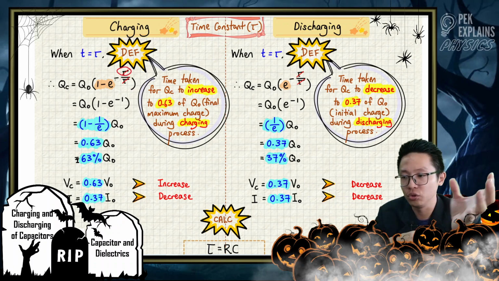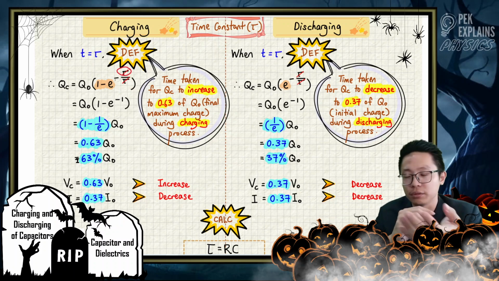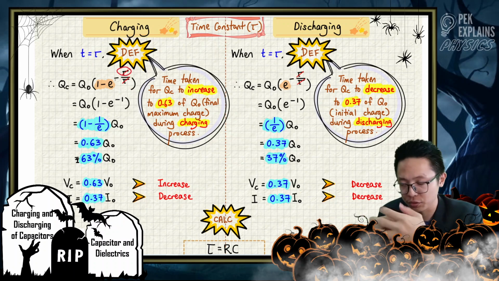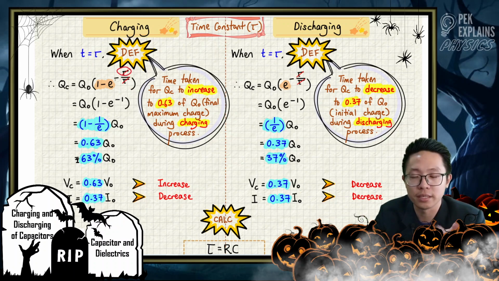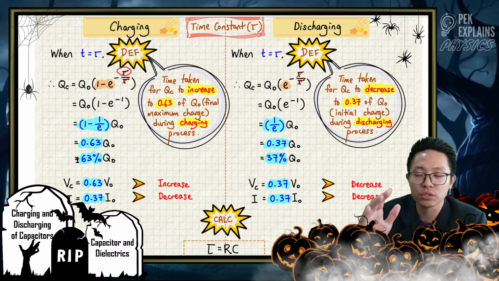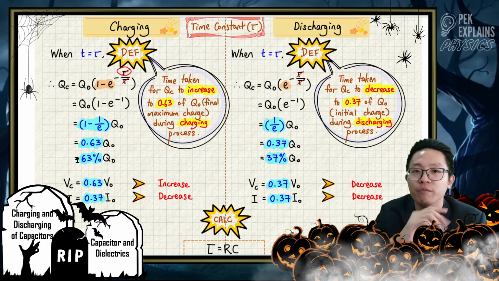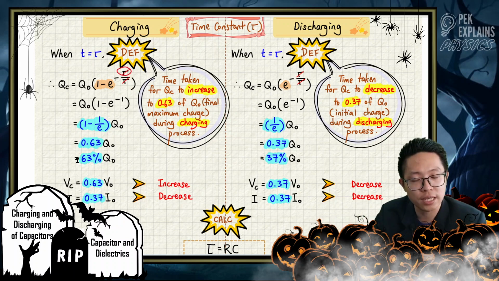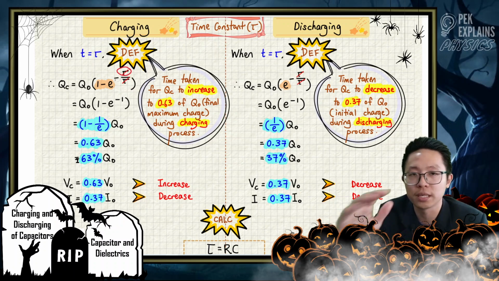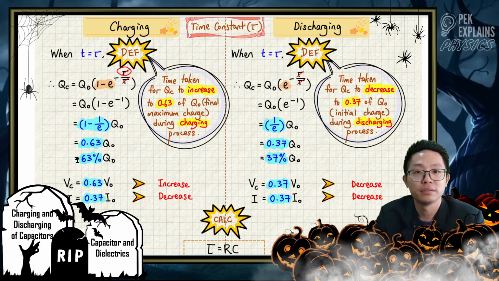Let's say there's no more battery. Now you take your handphone to charge. How much time does it take from zero charge to increase to 63% of battery? How much time does it take for the handphone to charge from zero charge up to 63% of the maximum charge? That is the time constant.